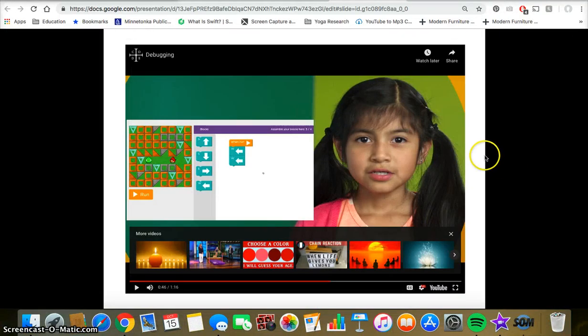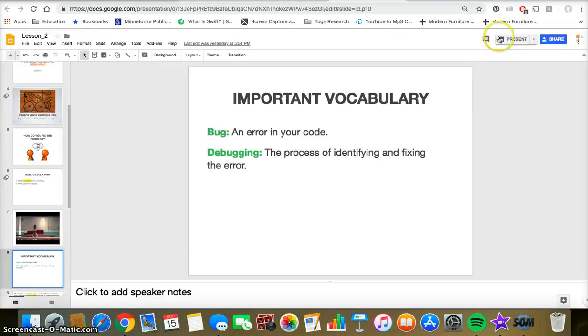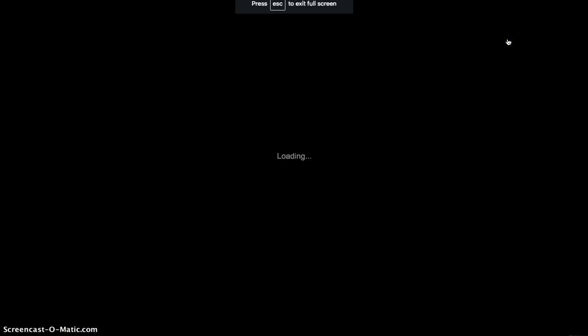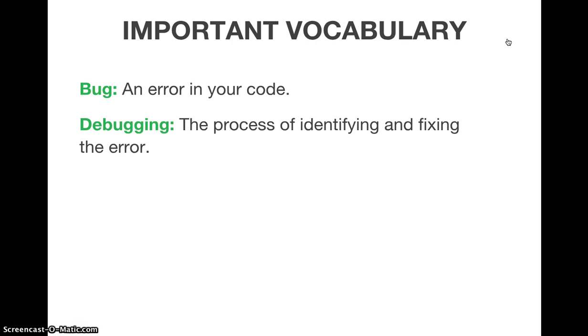All right, we're going to stop there. I want you to write down these two important vocabulary words in your Notability notebook. The first one is bug. A bug is what we've been talking about. It's just an error, it's a problem. When we're talking specifically about computer science, a bug is an error in your code.